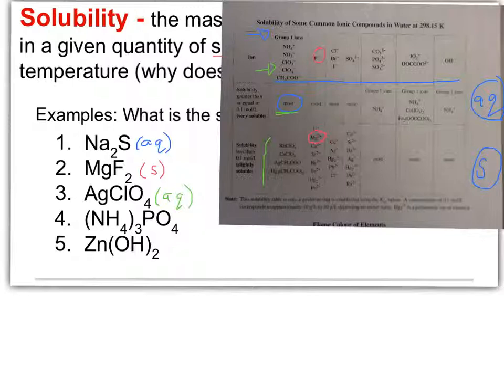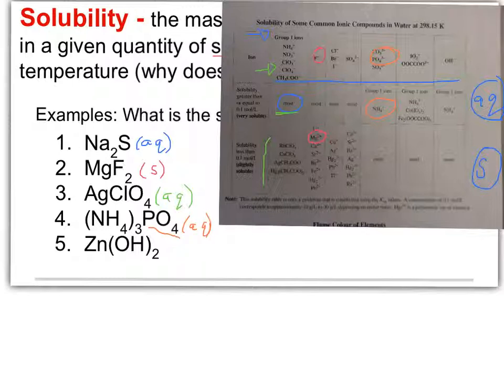Now for the fourth one, I'm looking for PO4 3- in the orangey color. PO4 3-, I can find it right here. And you can see that if it's paired with ammonium, NH4, that means it is going to be aqueous, so I will give it a subscript of aqueous.